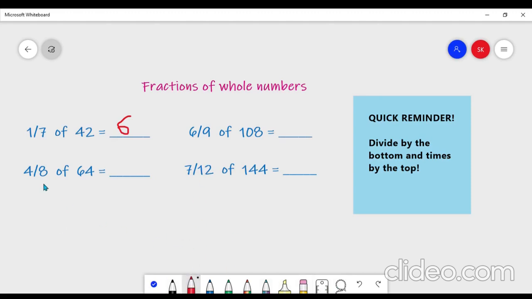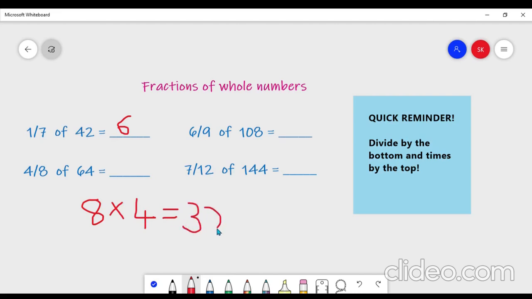So next one, 4/8 of 64. Now again, 64 divided by the bottom number 8. 64 divided by 8 is equal to 8. Then we times by the top number, which is 4. So 8 times 4 is 32.